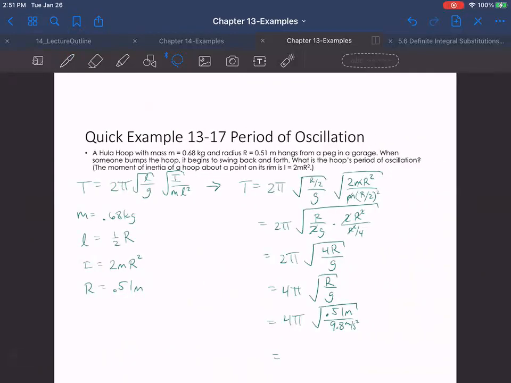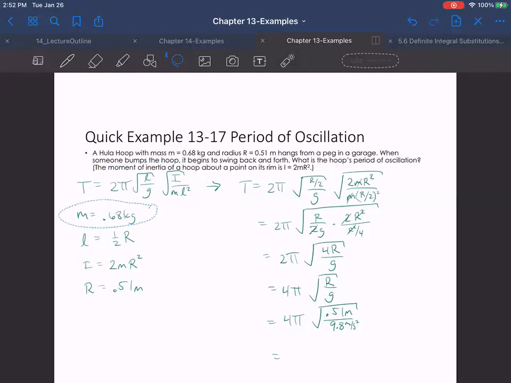So here we have a hula hoop that has a mass of 0.68 kilograms and a radius of 0.51 meters. Somebody accidentally bumps it and it starts oscillating back and forth. Now we know from class that the period of an actual rigid body, not just a point-mass pendulum, is 2 pi times the square root of the moment of inertia over mass times the distance to its center of mass from its rotation point, squared. So here in this case, the mass is 0.68 kilograms.